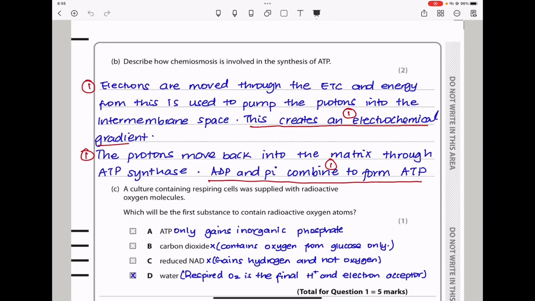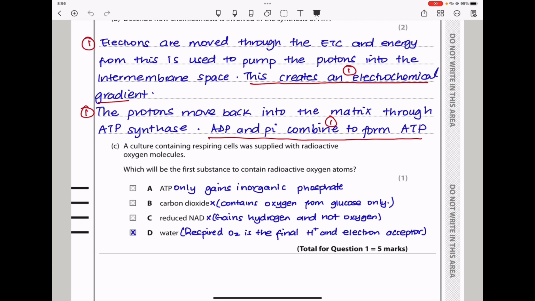In part B, describe how chemiosmosis is involved in the synthesis of ATP. Every time they ask about chemiosmosis, you have to talk about the electron transport chain, the hydrogen ions being pumped into the intermembrane space, creating an electrochemical gradient, and then those protons returning through ATP synthase in order for ATP to be produced. So I said electrons are moved through the ETC, the electron transport chain, and energy from this is used to pump the protons into the intermembrane space. This creates an electrochemical gradient. Then the protons move back into the matrix through ATP synthase. Then ADP and Pi combine to form ATP.